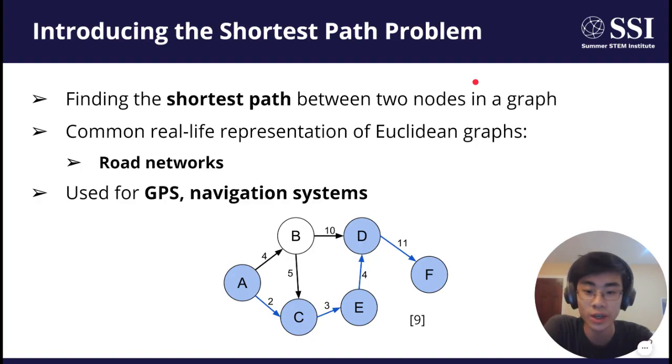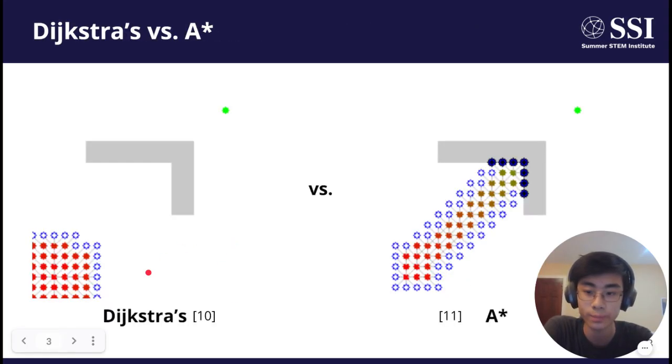This is commonly used for navigation systems such as GPS routing technologies, specifically for road networks, which are a common real-life representation of Euclidean graphs. And as you can see on the bottom here, highlighted in blue is the shortest path between node A and node F for this particular graph.